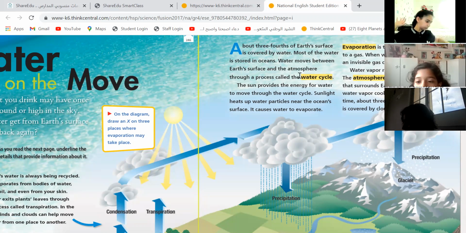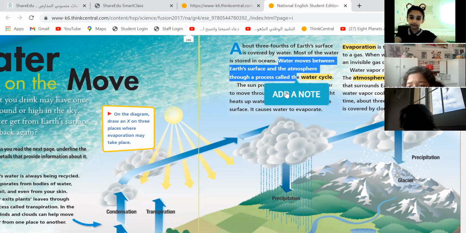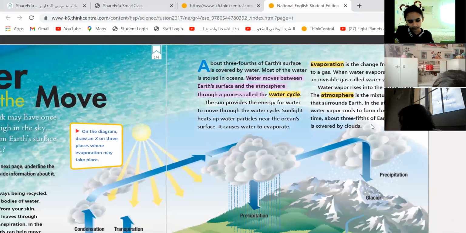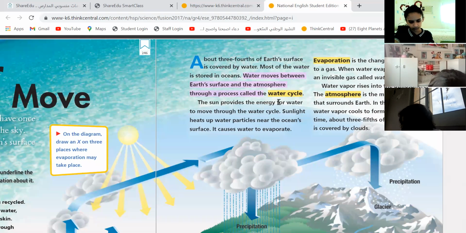The water cycle. From here: about 3/4 of Earth's surface is covered by water. Most of the water is stored in the ocean. So most of the water is stored where? In the ocean. Okay. Now start highlighting with me.